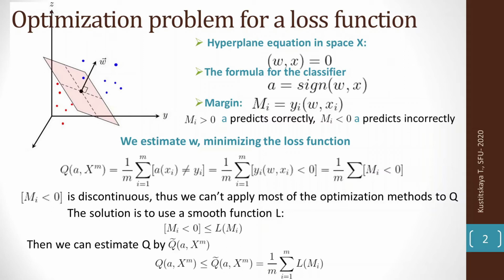The solution to this problem is to use a smooth estimation of this function, which we denote as L. The function L of Mi should bound the indicator function from above. If we found such a function, then we can estimate the loss function Q as a weighted sum of these smooth functions L calculated in Mi.